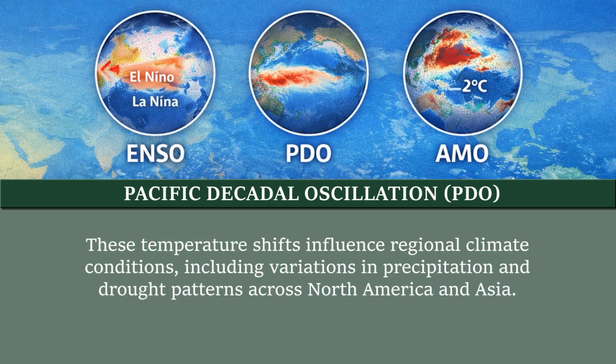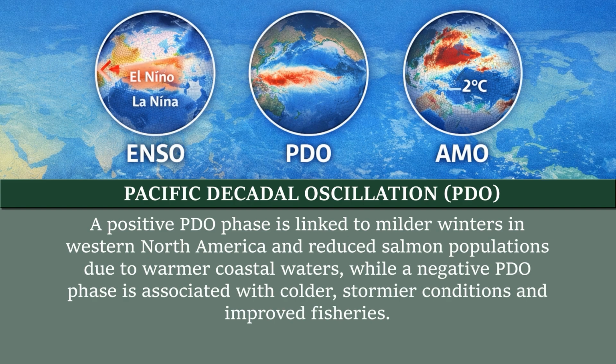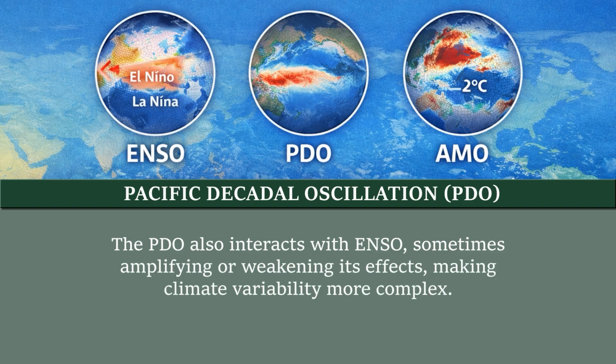These temperature shifts influence the regional climatic conditions, including variations in precipitation and drought patterns across North America and Asia. A positive PDO phase is linked to milder winters in western North America and reduced salmon populations due to warmer coastal waters, while a negative PDO phase is associated with colder, stormier conditions and improved fisheries. The PDO also interacts with ENSO, sometimes amplifying or weakening its effects, making the climate variability more complex.